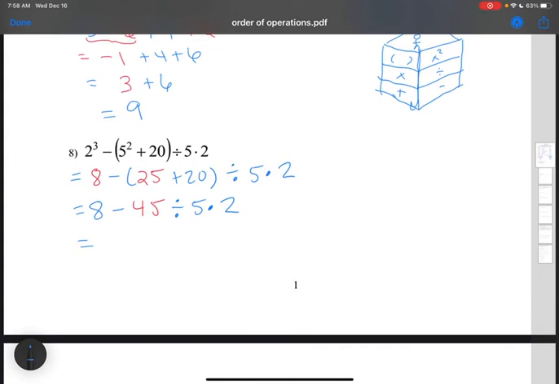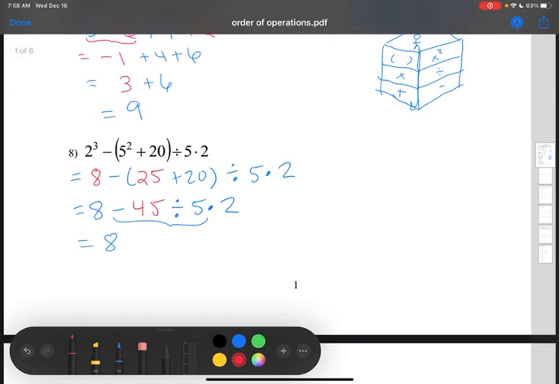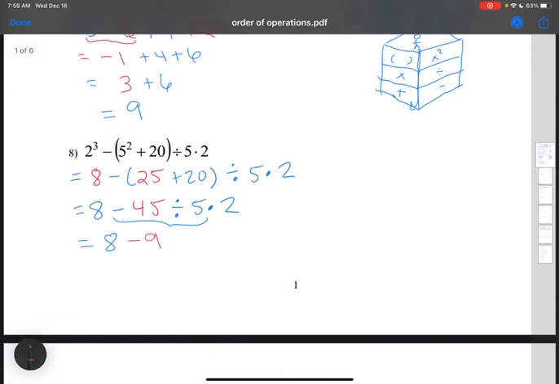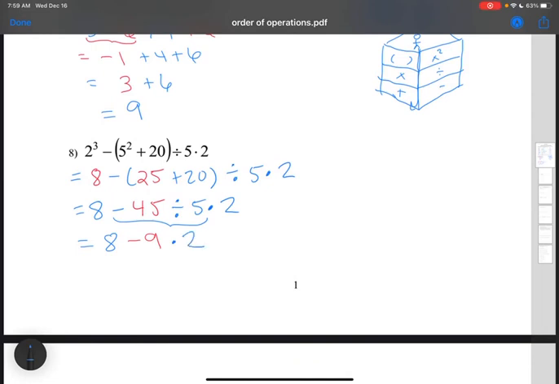So what we're going to do now is we're going to do this negative 45 divided by 5. And a lot of times people ask me, how do I know to count that negative with the 45? Just always bring the sign with it, okay? The sign goes out front, just always bring that sign with it. So now I have an 8, and then a negative 45 divided by 5, I get negative 9. And then I'm just going to bring down the rest, which is that times 2.